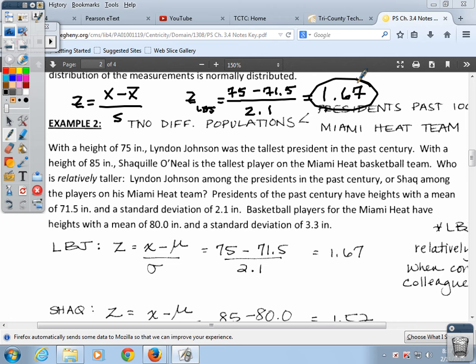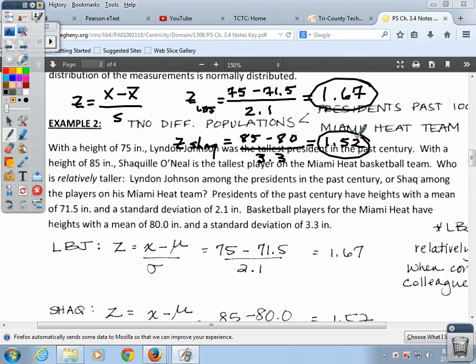Now let's do the z-score for Shaq. He's 100 inches tall, 85 minus 80 over 3.3. And somebody give me that number. 1.52. So who's the big fish in the little pond? LBJ, because he's further away from the zero.